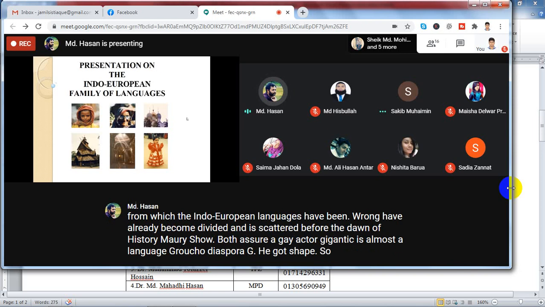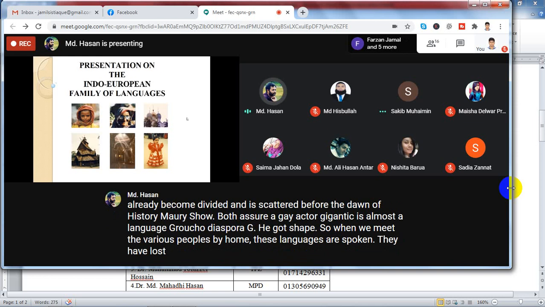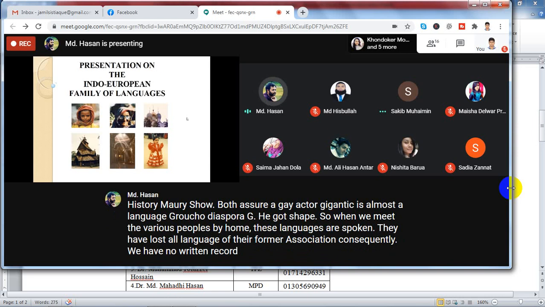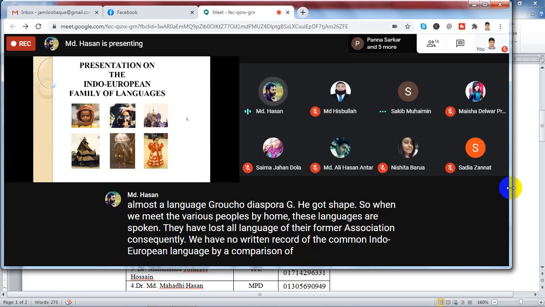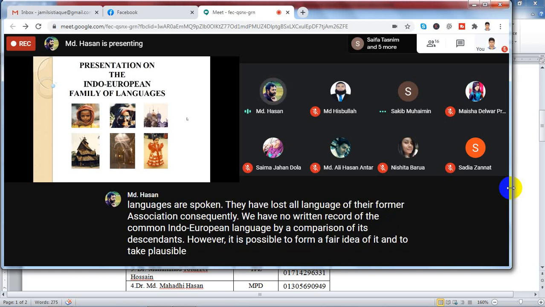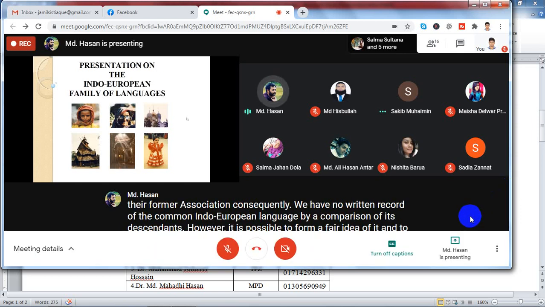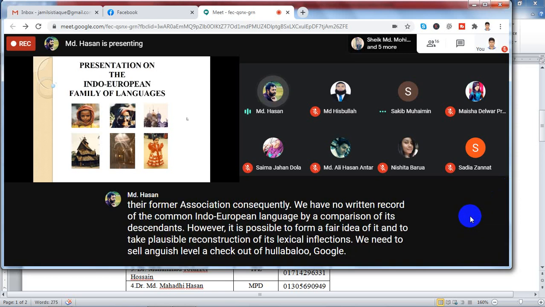So when we meet the various peoples by whom these languages are spoken, they have lost all memory of their former association. Consequently, we have no written record of the common Indo-European language. By a comparison of its descendants, however, it is possible to form a fair idea of it and to make plausible reconstructions of its lexical inflections. Meaning to say, language level এটাকে আরো ভালোভাবে বোঝার জন্য আমাদেরকে এর ব্রাঞ্চেস গুলো জানতে হবে.